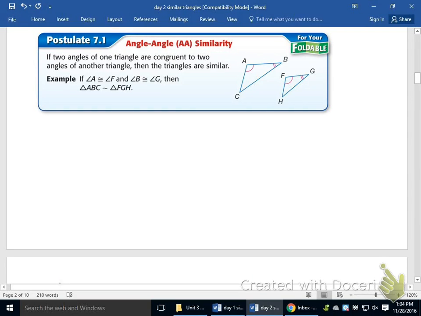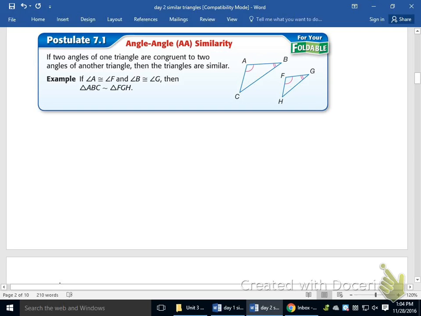All right, welcome to Unit 7, Similarity. This is Day 2, Similar Triangles. We're going to look today at how you can prove triangles are similar. Although the similarity proofs aren't coming for another couple days, we're really going to be saving those for a little bit. Today we're just going to be using similar triangles to solve problems.